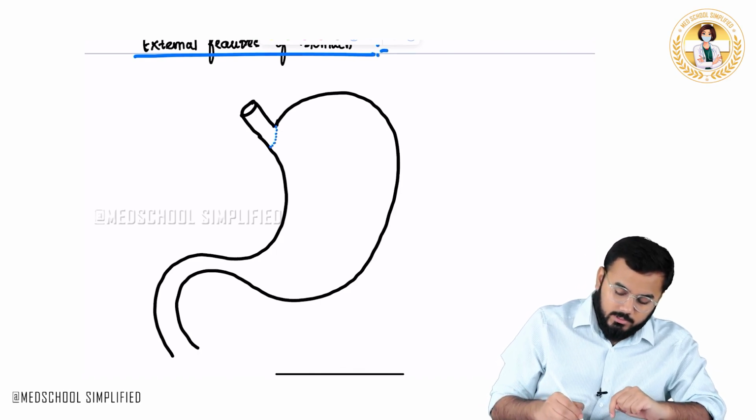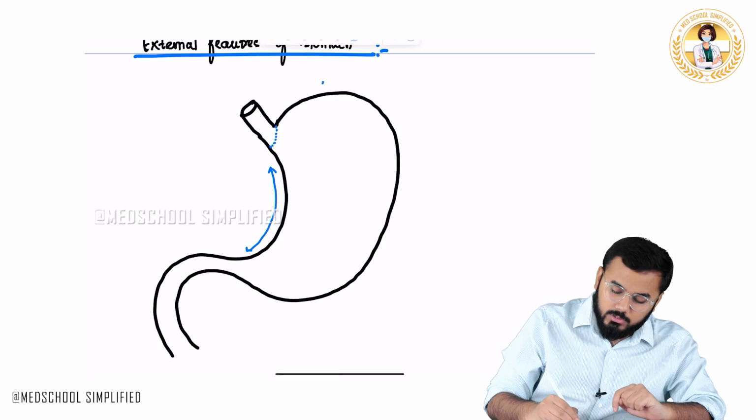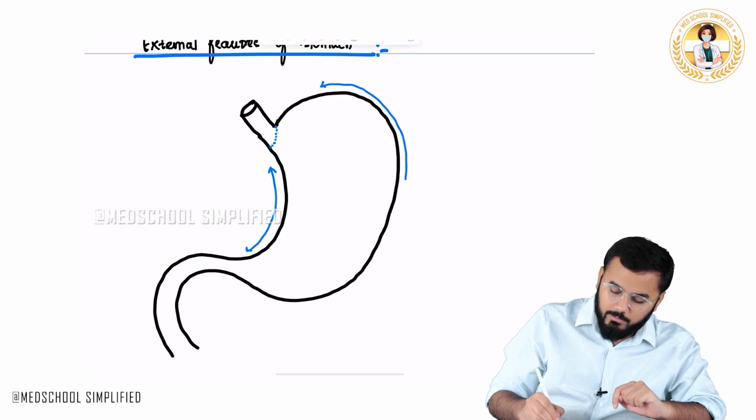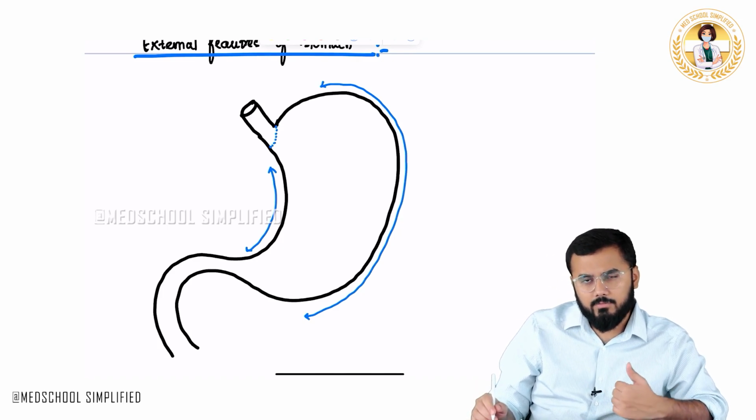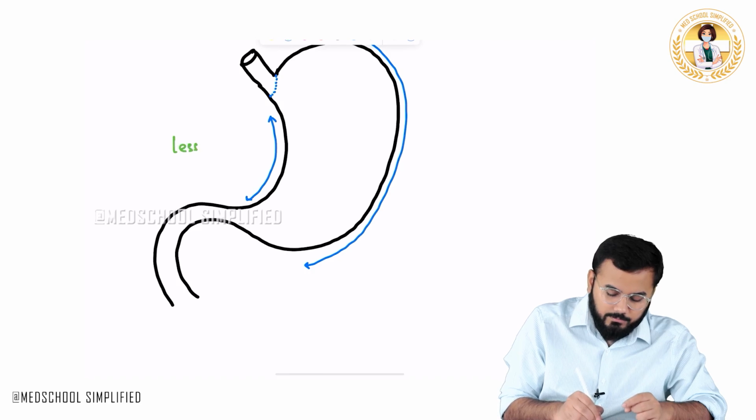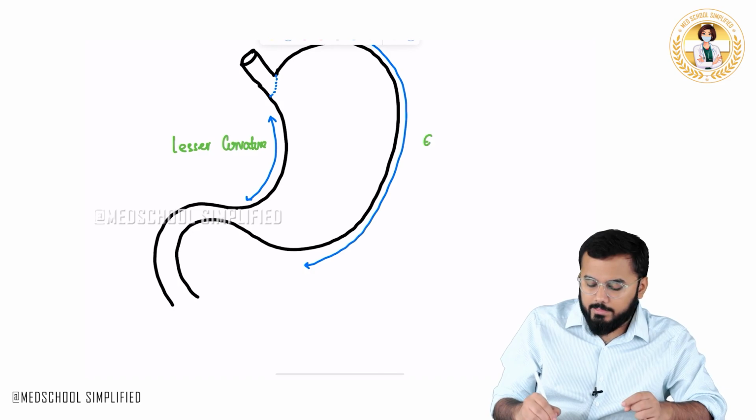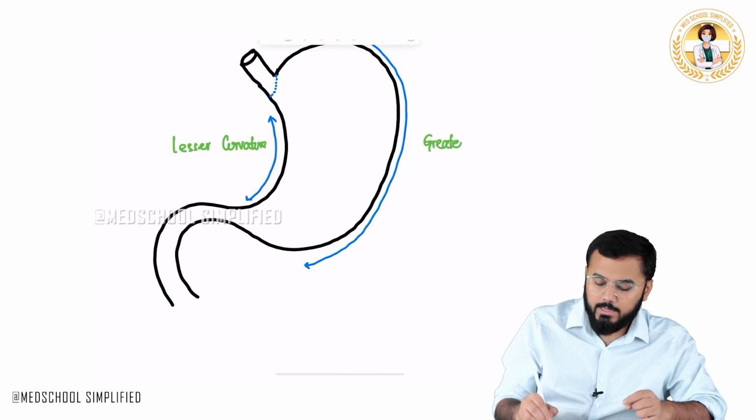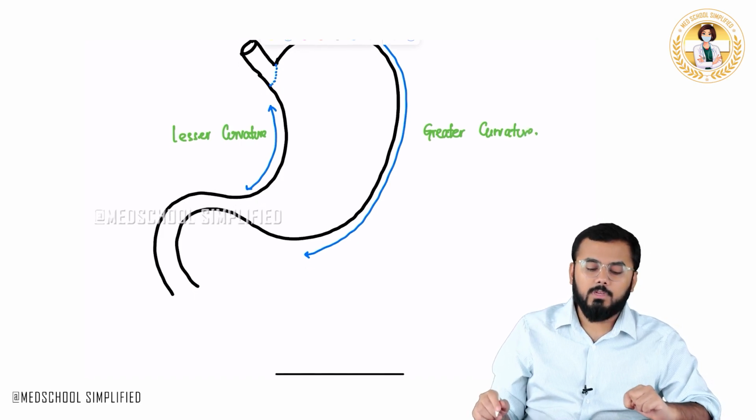But by the way, you see this curvature over here all the way from here till here, and you can also see one curvature all the way from here till here like this. Now which is small, which is large? The one which I have drawn first is small, so this is called the lesser curvature of the stomach, and this is called the greater curvature of the stomach.